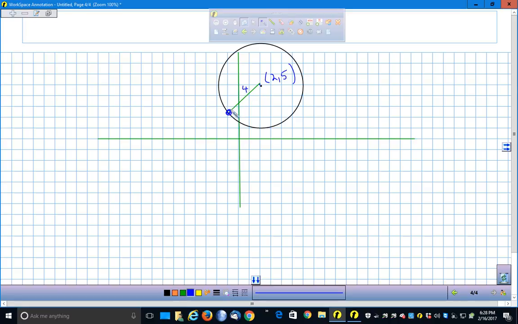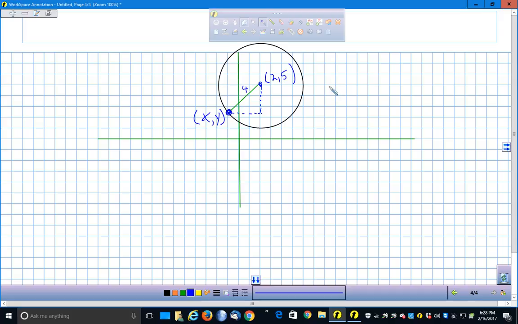If I pick any arbitrary point on this circle, with the center at 2, 5 and a radius of 4, I call this the point x, y. Then I can use the distance formula to find an equation of any point on that circle. In this case, the distance from here to here we know is 4.